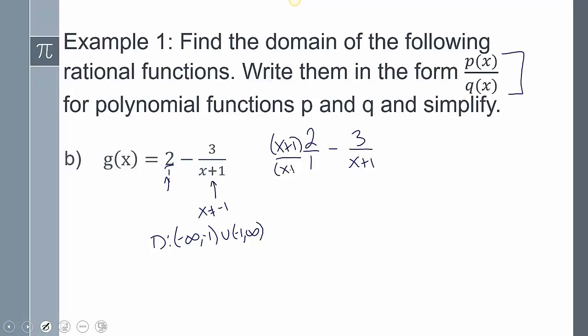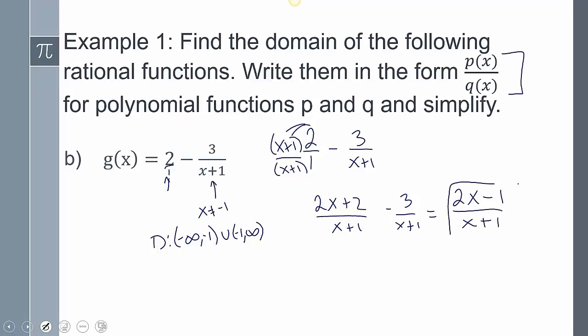So the common denominator is x plus 1, and so that term needs x plus 1 over x plus 1. Now if I distribute, I'm going to get 2x plus 2 over x plus 1 minus 3 over x plus 1. So 2 minus 3. And that right there is going to be my answer. It's in the form of p of x over q of x.